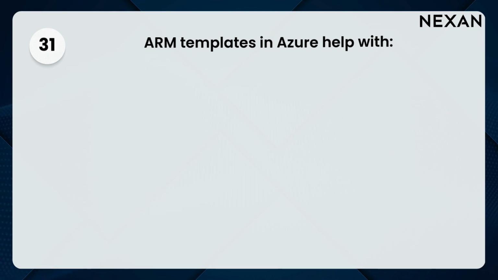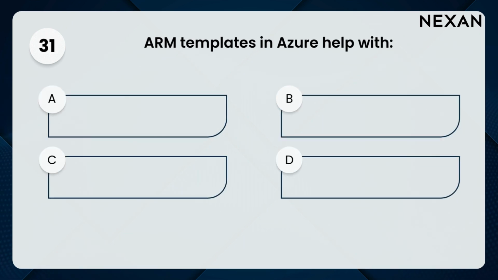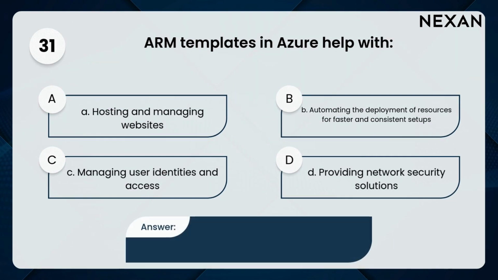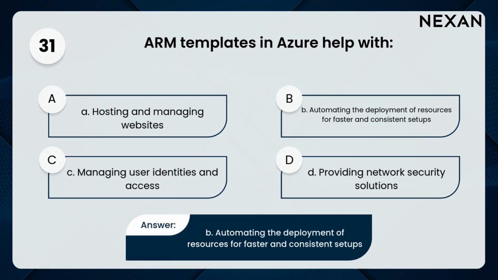31. ARM templates in Azure help with A. Hosting and managing websites. B. Automating the deployment of resources for faster and consistent setups. C. Managing user identities and access. D. Providing network security solutions. Answer B. Automating the deployment of resources for faster and consistent setups.